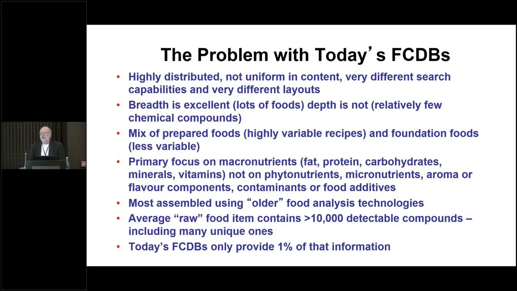Now, there are a few problems with today's food composition databases. In fact, there are 150 of them, many specific to different regions and countries, which makes them distinct in different languages, different content, very different web or search capabilities, very different layouts. The tendency is to push for a wide variety of foods, tens to hundreds of thousands, but in terms of the number of compounds measured or quantified, it's typically in the dozens per food.